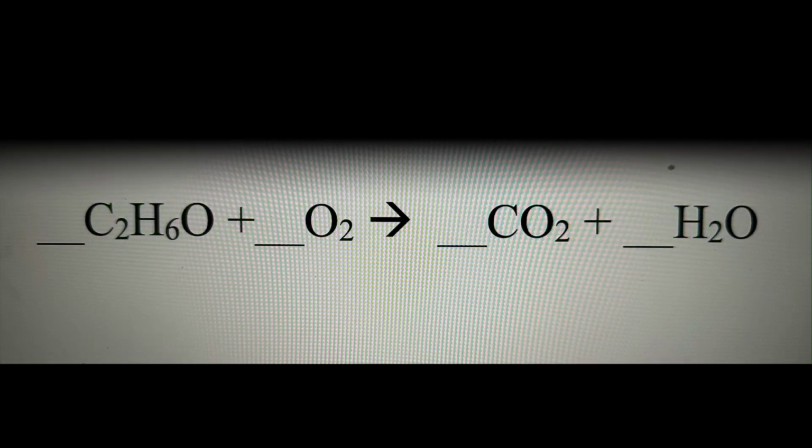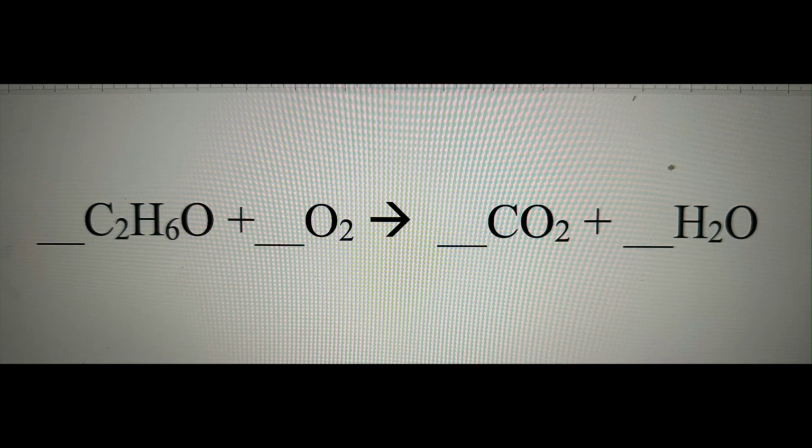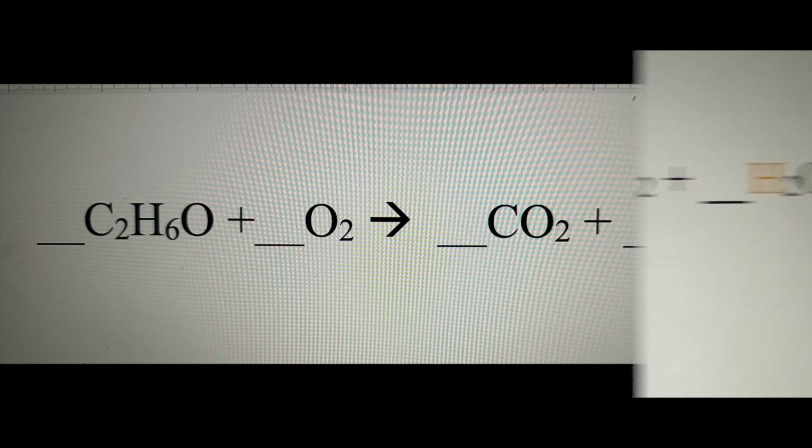Now let's look at an equation. C2H6O plus O2 yields or produces CO2 plus H2O. Later on, we'll find out that that's ethanol plus oxygen produces carbon dioxide and water. Again, we got a bunch of letters and numbers. Yuck. Now, let's make some sense of this.